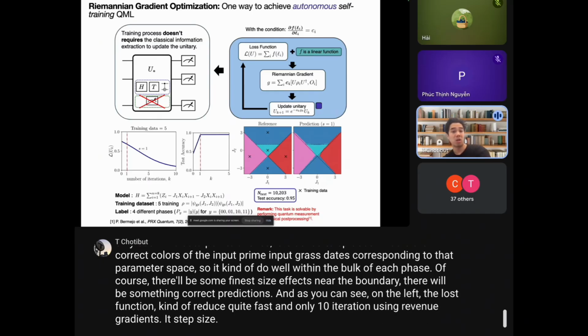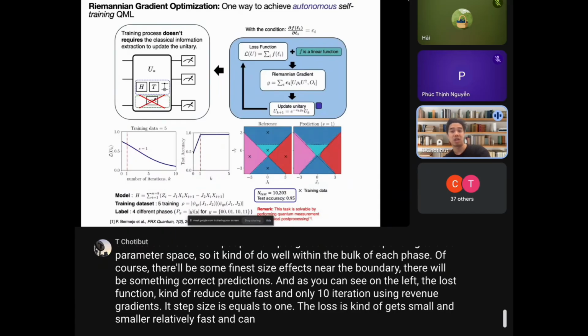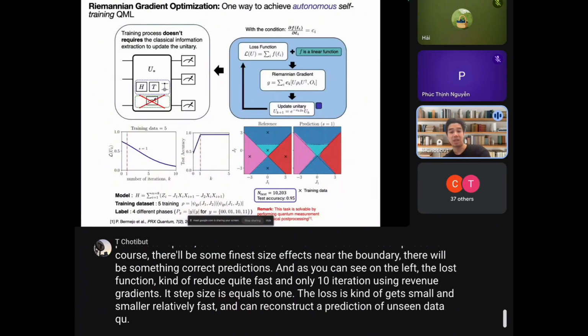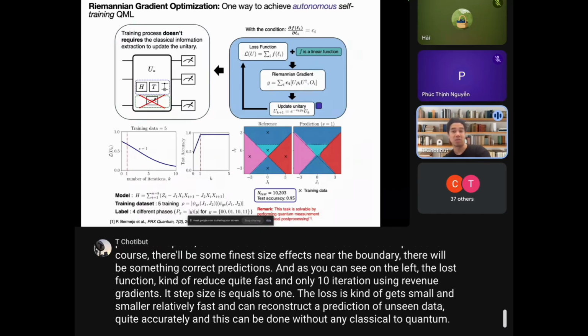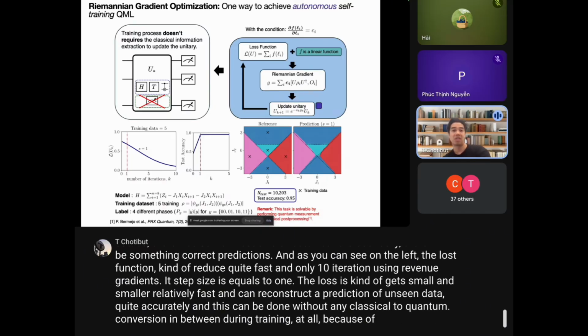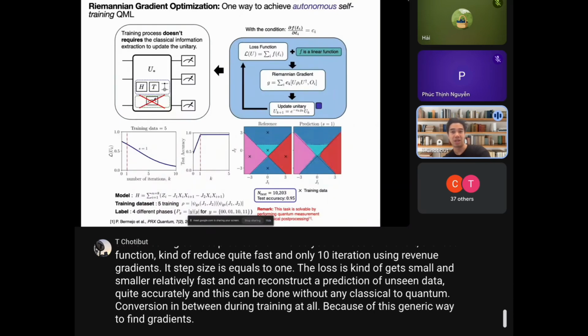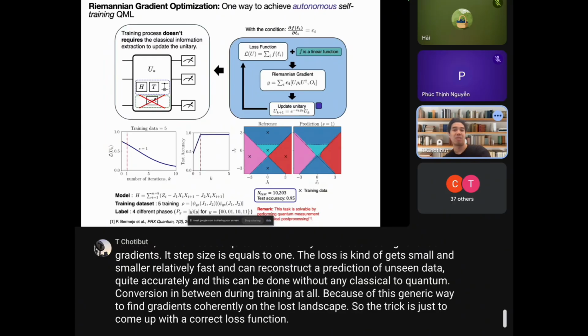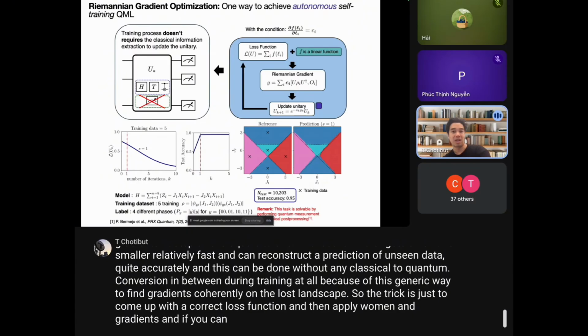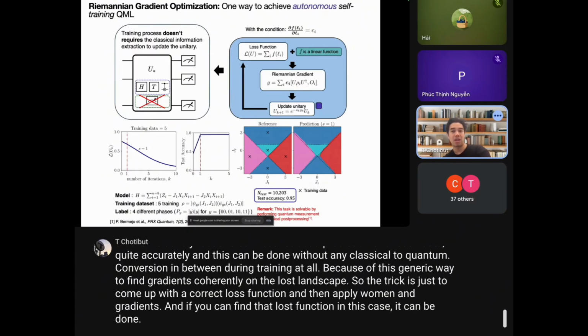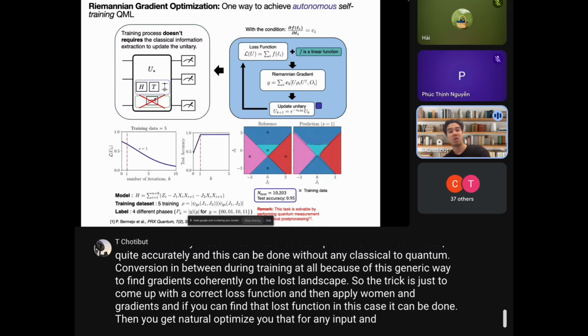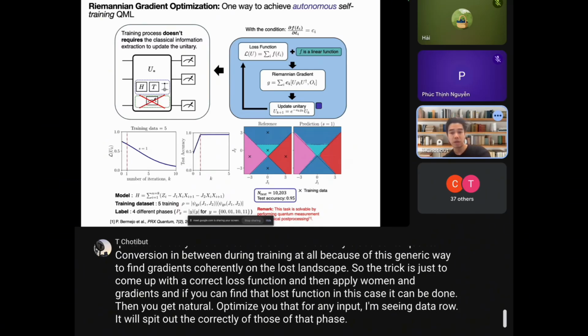With step size s equals to 1, the loss gets smaller and smaller relatively fast, and can reconstruct the prediction of unseen data quite accurately. And this can be done without any classical to quantum data conversion in between during training at all, because of this generic way to find gradients coherently on the loss landscape. So the trick is just to come up with the correct loss function and then apply Riemann gradient. And if you can find that loss function, in this case it can be done, then you get a naturally optimized U that for any input unseen data row, it will spit out the correct labels of that phase for you.